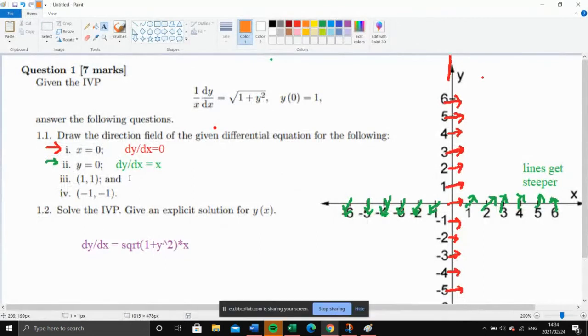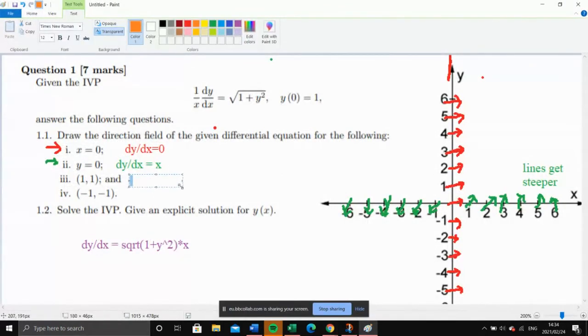Yes. Okay, awesome. All right, so coming back here. When x is equal to 1 and y is equal to 1, we get dy/dx is equal to the square root of 1 plus 1. So that's going to give me the square root of 2, and that's going to be multiplied by 1. So this ends up being the square root of 2.